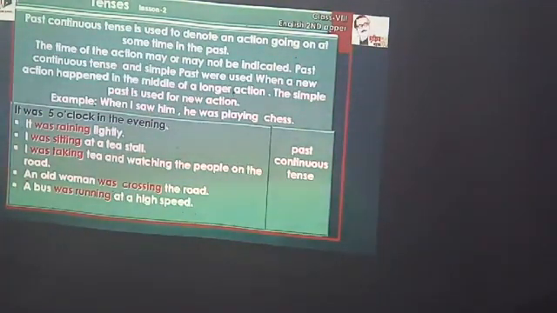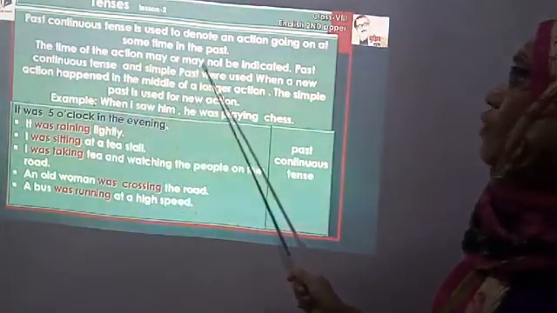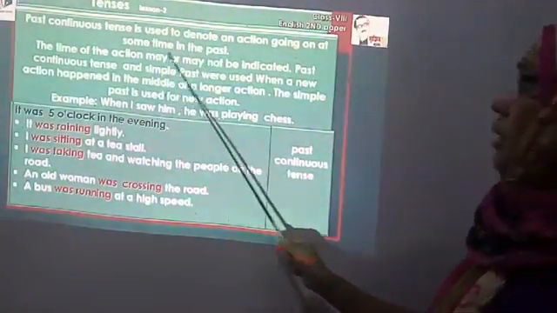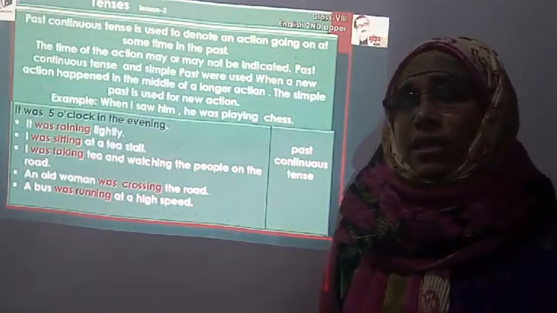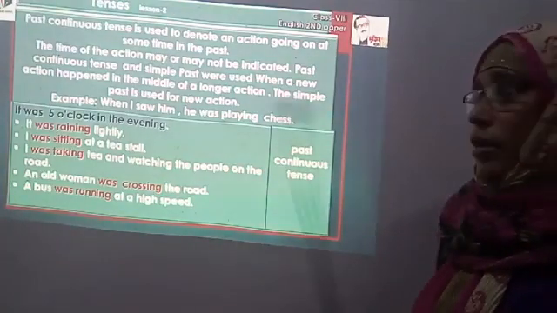Past continuous tense is used to denote an action going on at some time in the past. The time of the action may or may not be indicated. So here, students, the time of the action may or may not be indicated, but context will tell you if the action was going on in the past, so that will be past.